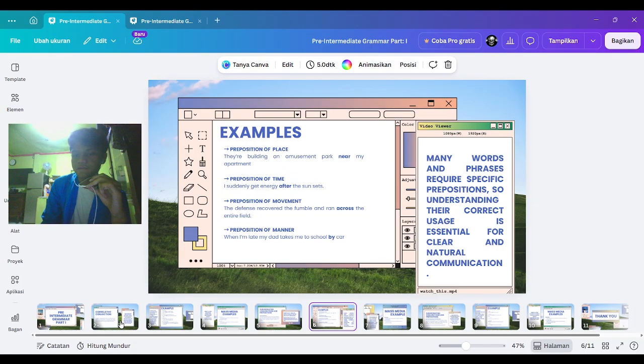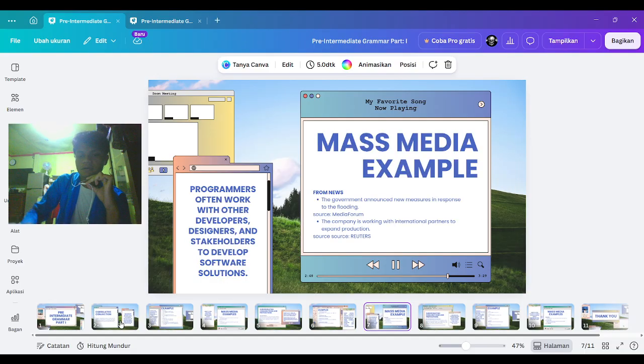So here are a few examples. The first one is preposition of place. They're building an amusement park near my apartment. The second one is preposition of time. I suddenly get energy after the sun sets. The third is preposition of movement. The defense recovered the fumble and ran across the entire field. Okay, last one is preposition of manner. When I'm late, my dad takes me to school by car. So here's the mass media example of prepositions.